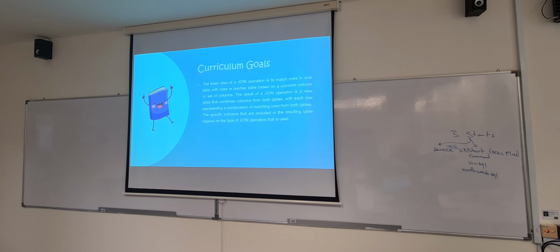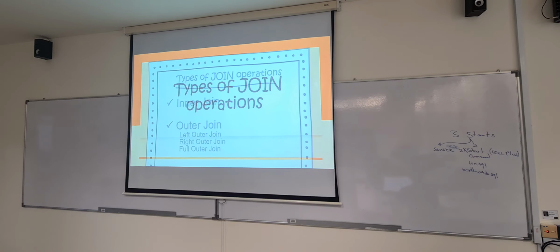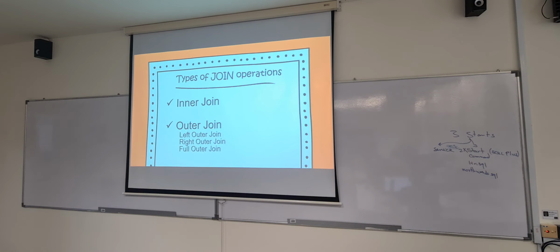Okay, so the basic idea is to match rows from one table with another, right, based on a set of columns. Usually we have the foreign key in order to define the relationship between two tables. So what are the types of join operation? We have inner join and we have outer join. Outer join has many forms. We have left outer join, right outer join, full outer join.